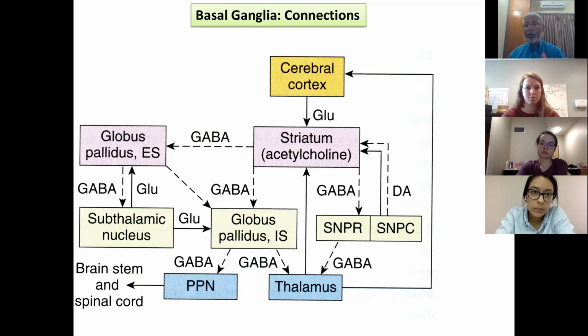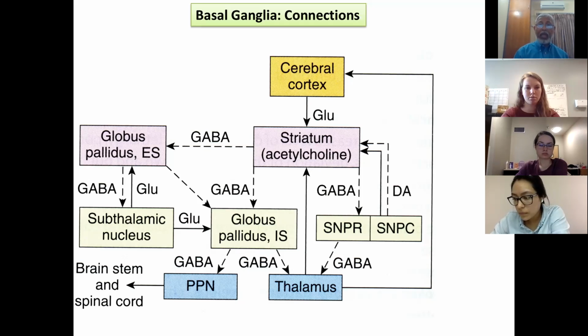They will be inhibited because you are releasing GABA at the junction. So there will be either hyperpolarization or no depolarization, right? Which means the thalamus will be inhibited, and it will not stimulate the cerebral cortex to do some motor action. So the cerebral cortex will remain dormant, okay?